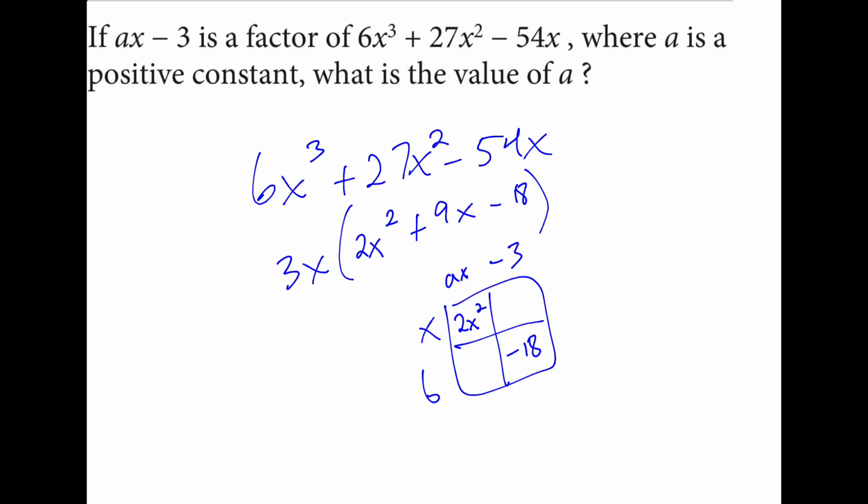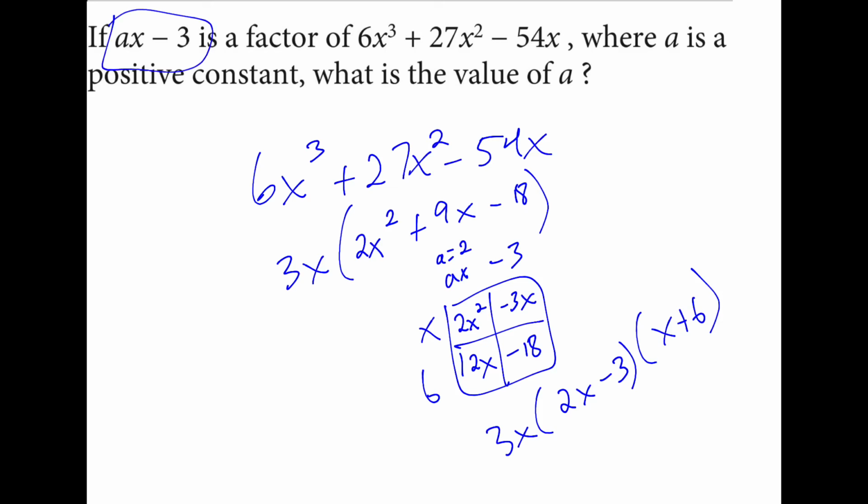So this is either going to be x or 2x. Let's just try one. If this was the case, I have negative 3x, and this a would have to be equal to 2, so I'd have 12x, and everything checks out. So the value of a here is 2. Because my three factors would be like this, and the ax minus 3 one, a has to be 2.